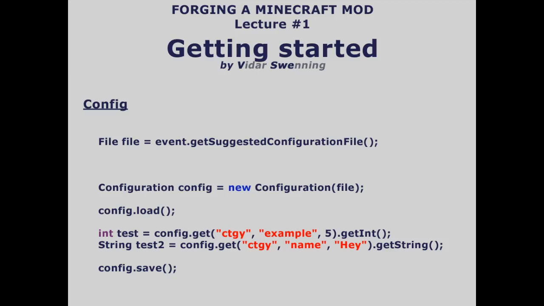In the middle there we get different values by doing config.get, give it a category name, the name of the entry that we want, the key there, and then a default value, and then we want to get the value from the property using .getInt or .getString, for instance.